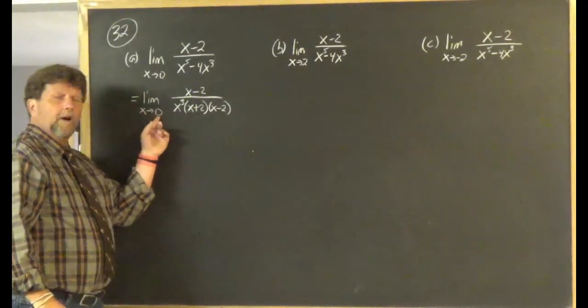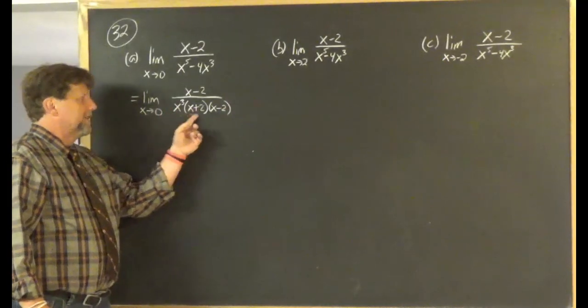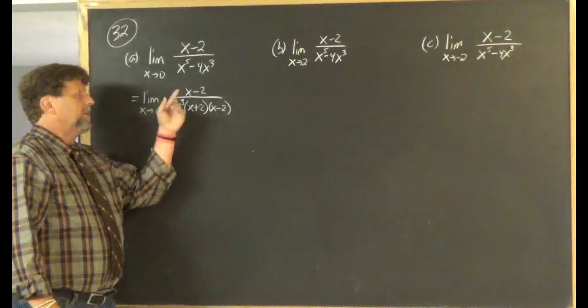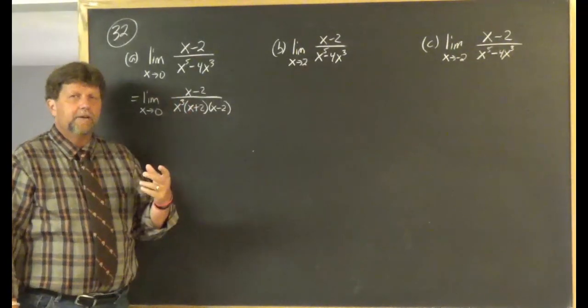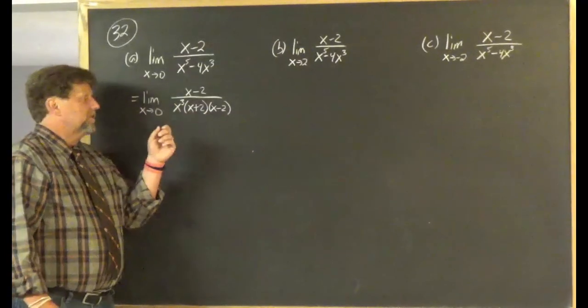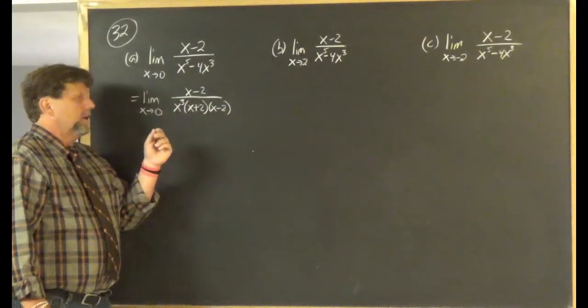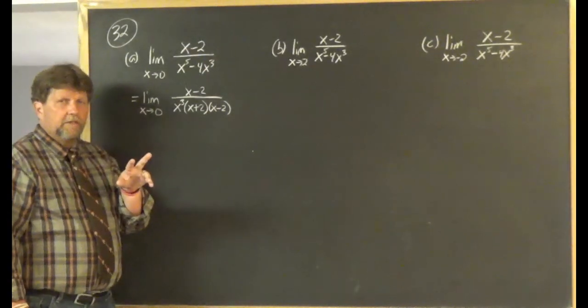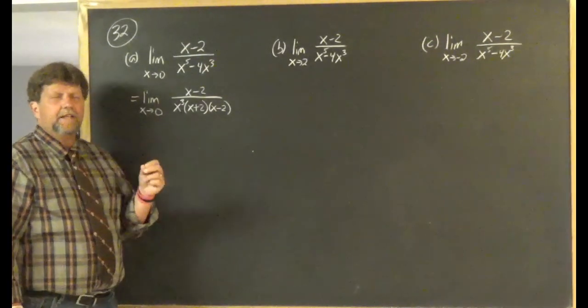Alright, so 0 is a value of x that makes the denominator 0, thanks to this factor. But the numerator is not 0. So I know x equals 0 is a vertical asymptote. So I need to analyze two things before I can answer the limit.